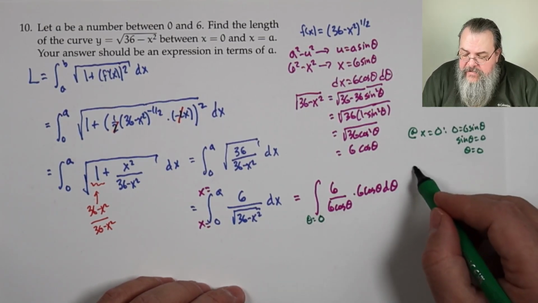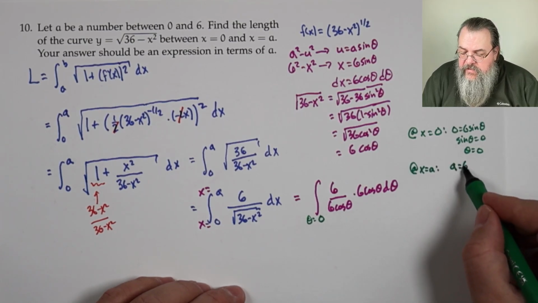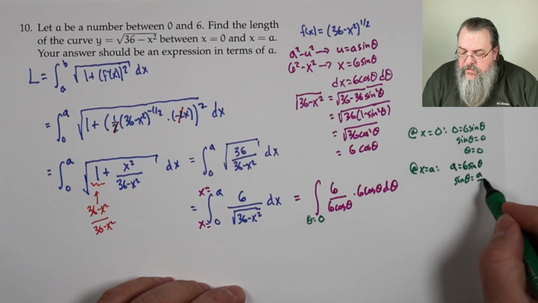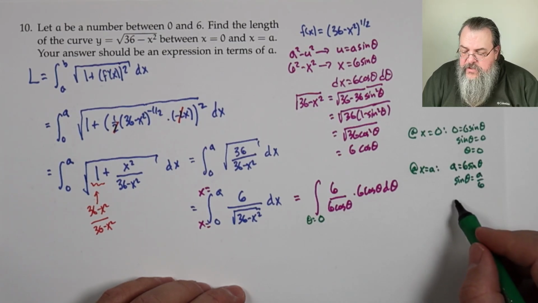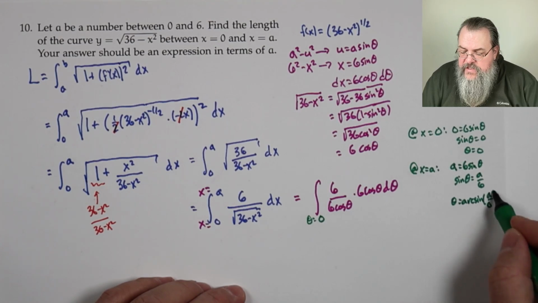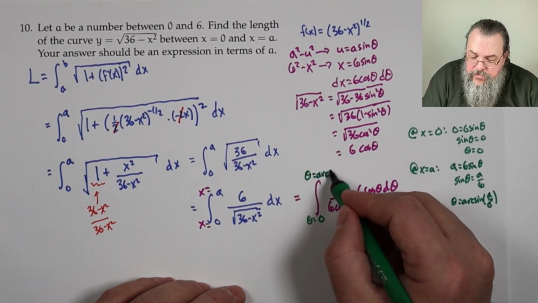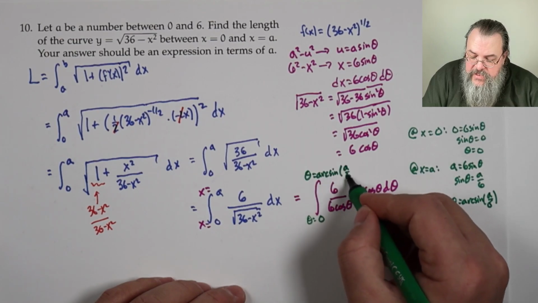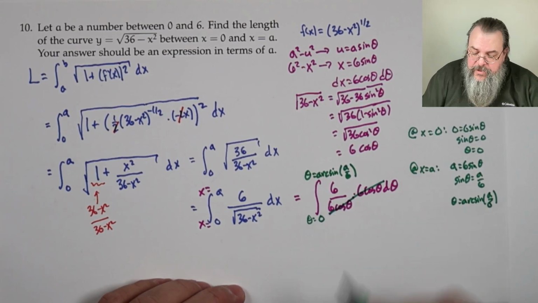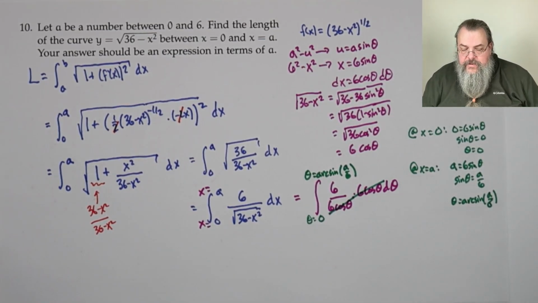What about at x equals a? Well, we're told a equals 6 sine theta. So sine of theta equals a over 6. So theta is the arc sine of a over 6. Okay, well, that's an angle. That's certainly true. Arc sine of a over 6. Well, not to beat around the bush very much, but those terms cancel. It becomes a very easy integral at this point.